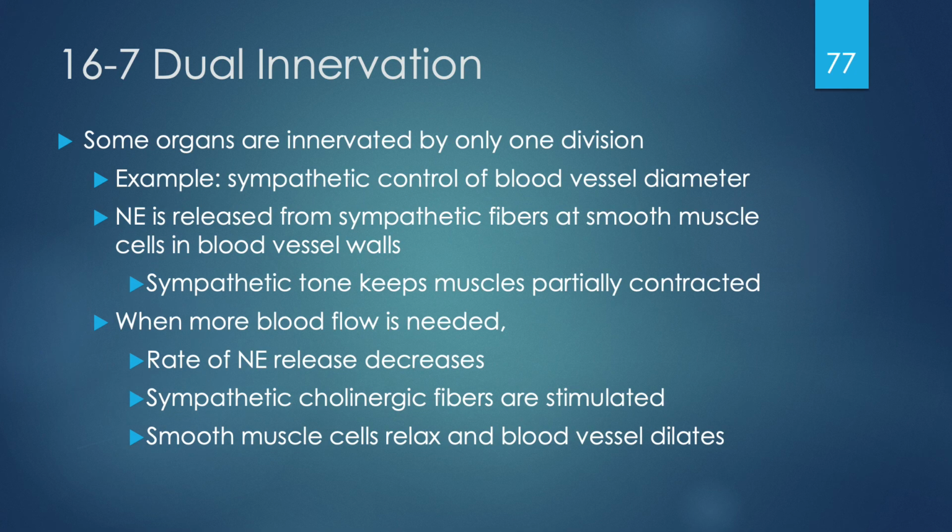Some organs, however, are only innervated by one division. So the example that your textbook offers is one of blood vessel diameter being controlled by the sympathetic division. Normally when we're at rest, sympathetic tone is what's going to keep the muscles that are able to either dilate or constrict our blood vessel walls partially contracted, right at around, let's say, 50% of how much they could be dilated to.